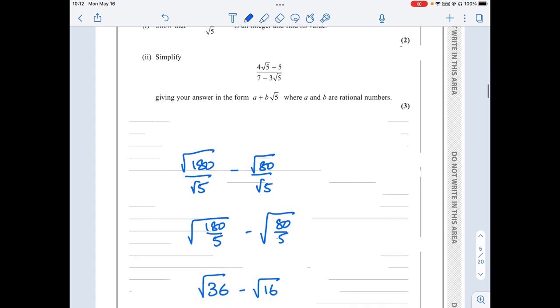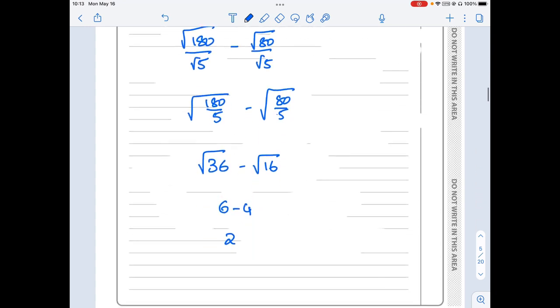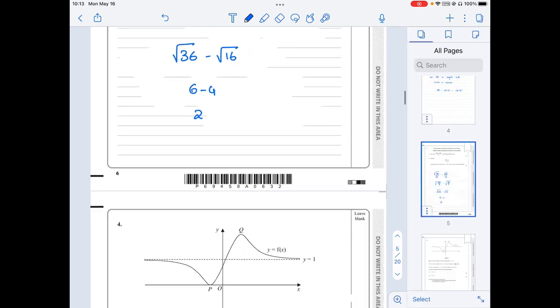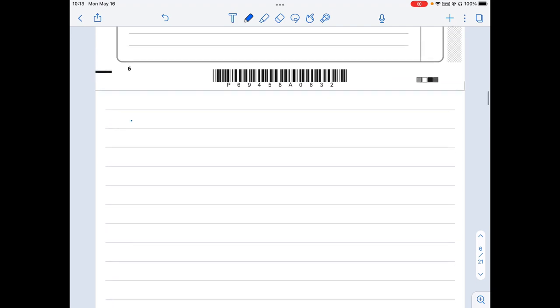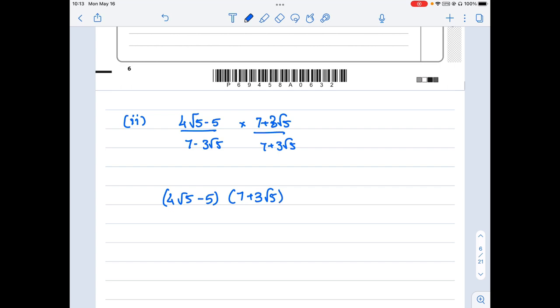Simplify 4 square root 5 minus 5 upon 7 minus 3 square root 5, in the form of a plus b root 5. So we have to simplify that one. Part 2: 4 root 5 minus 5 divided by 7 minus 3 root 5. Multiply and divide with 7 plus 3 root 5 divided by 7 plus 3 root 5. So 4 root 5 minus 5 times 7 plus 3 root 5. Denominator, it's going to be 7 minus 3 root 5 times 7 plus 3 root 5. So the denominator is in the form of a plus b times a minus b.